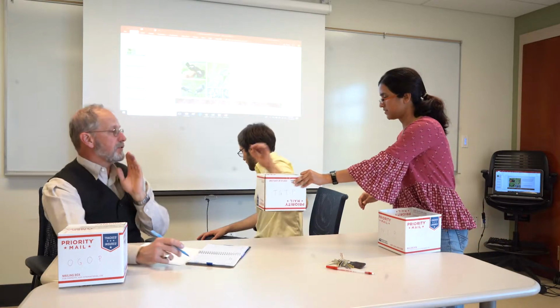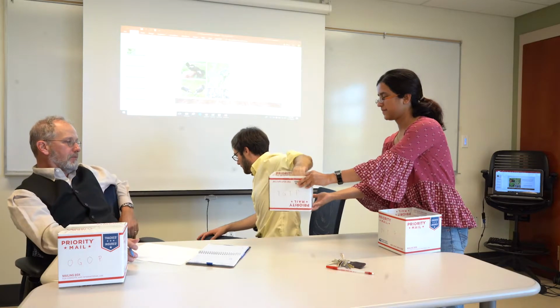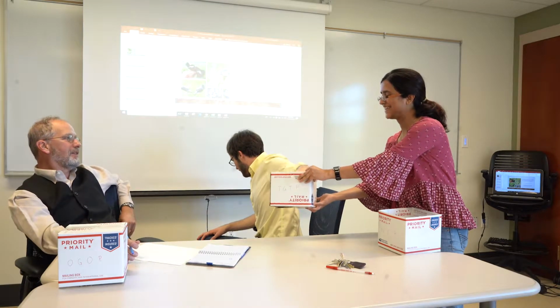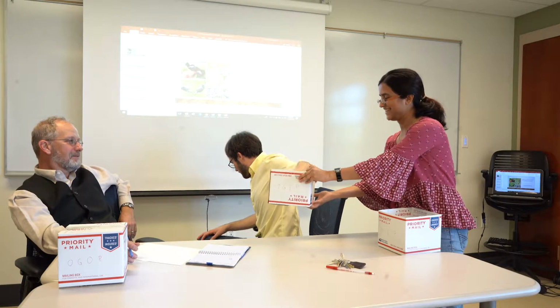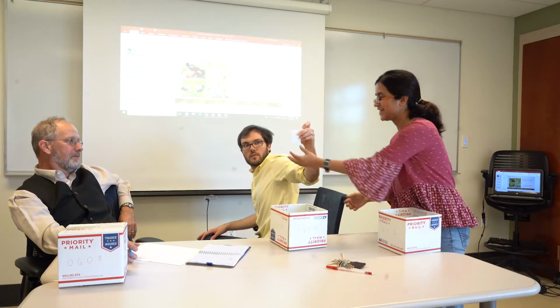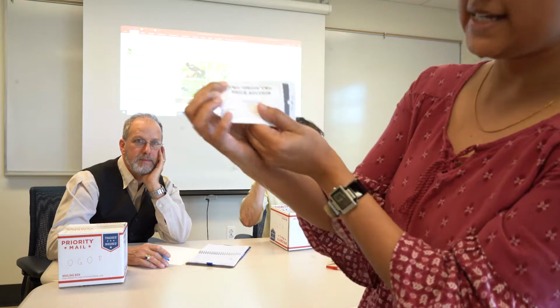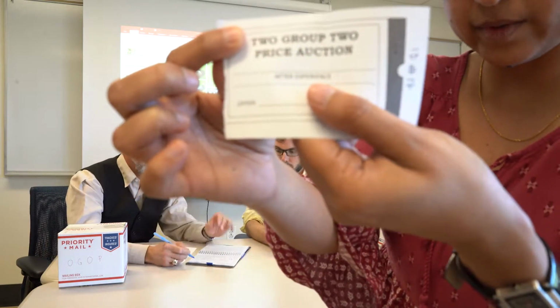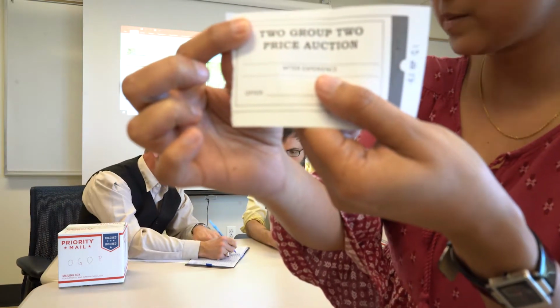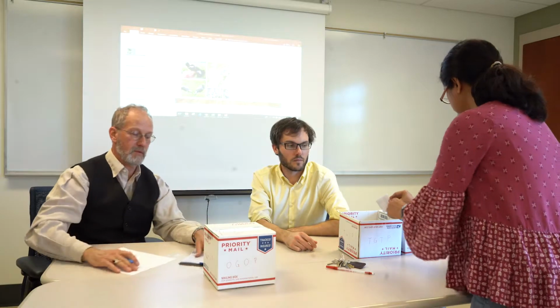All right. Yeah, shuffle it a little on your own too, so that we don't blame it all on her. There you go. So we picked ID 19 after experience for the two group, two price payment rule. Okay, all righty. So the last one. One more time.